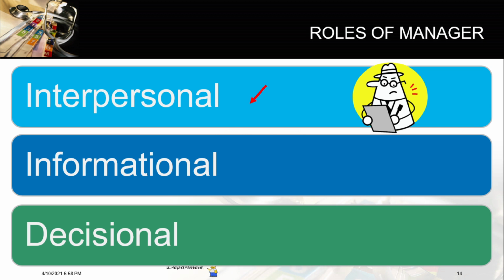The manager is also a leader. This is where he provides leadership for his team, his department, or perhaps his entire organization. He is also a liaison. Managers must communicate with internal and external contacts. He needs to be able to network effectively on behalf of his organization.